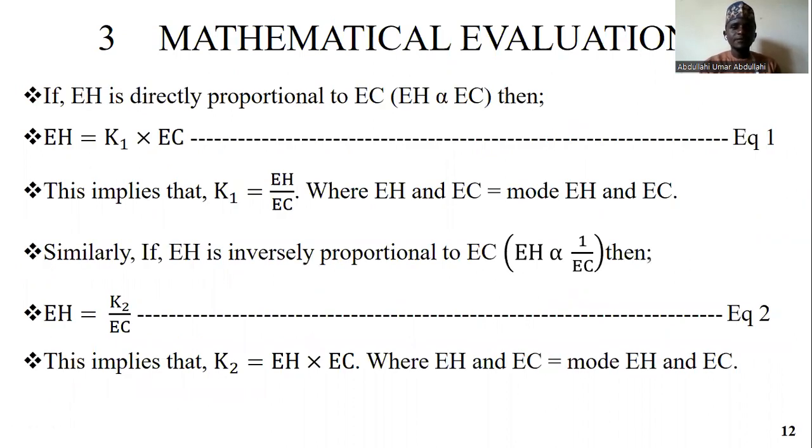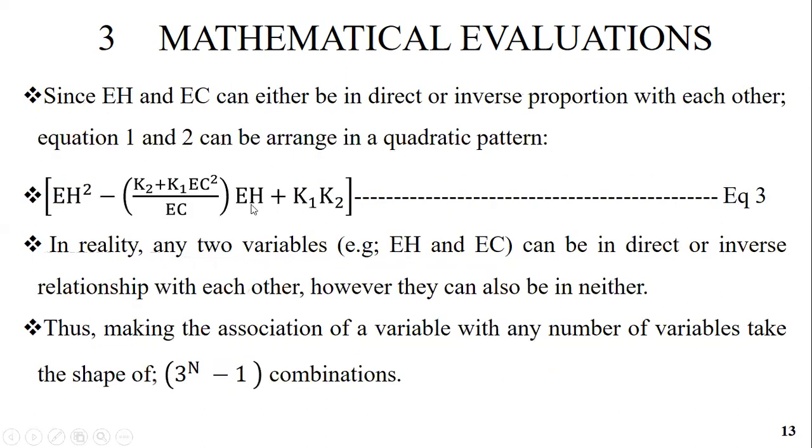Mathematically, we can put everything in form of equation. If the ear height is directly proportional with EC, then EH is equal to K1 times EC. And if the ear height is inversely proportional with EC, then EH is equal to K2 over EC. All the two can be combined in a single quadratic equation as presented here.